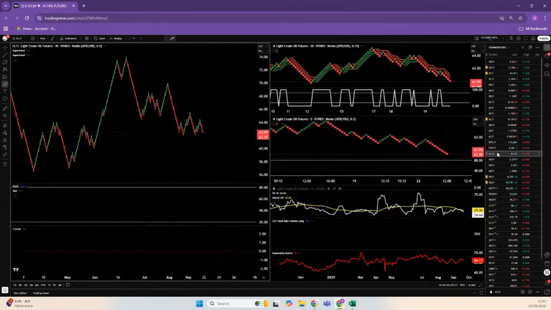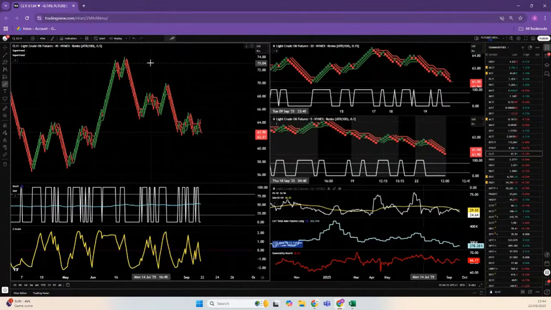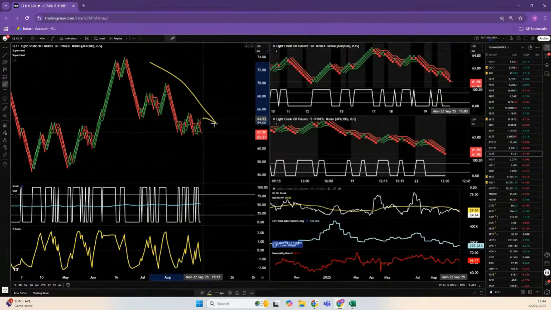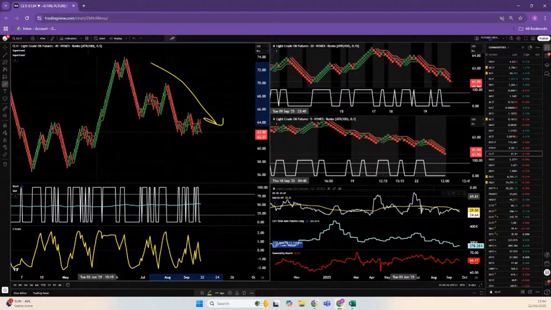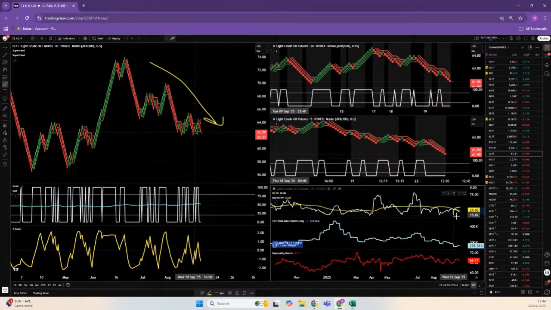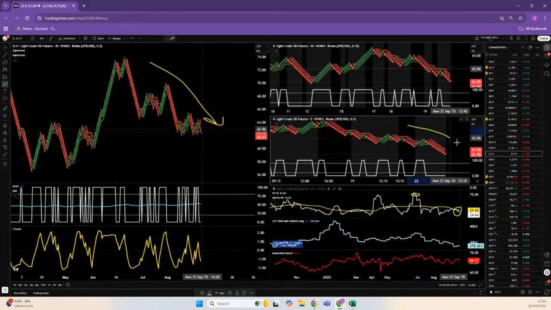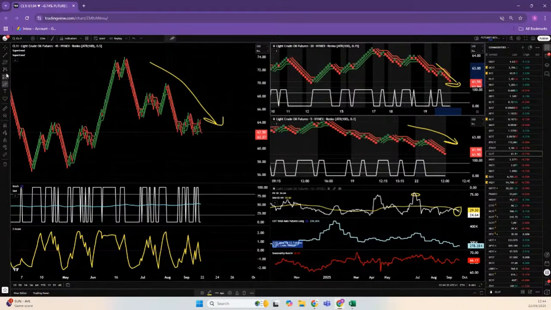Then into some energy. Oil drifting down slowly, and again volatility quite low, 25%, whereas back in June we were talking 75-80%, and in April same sort of numbers. So quite low at the moment. Like I said, just drifting slowly down.